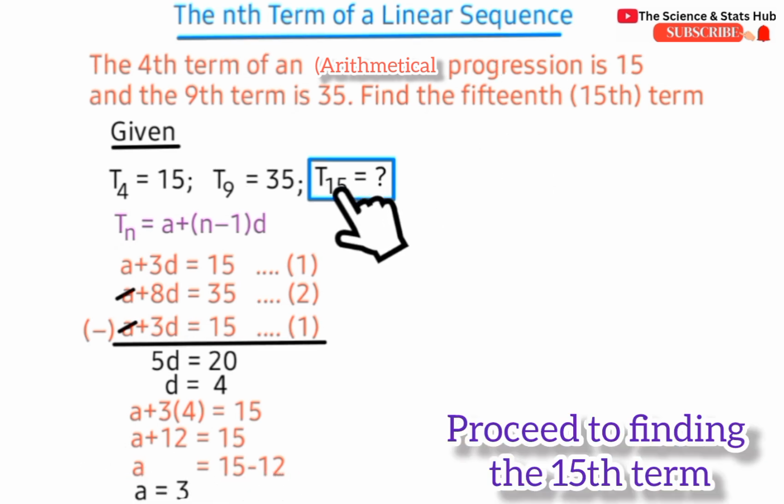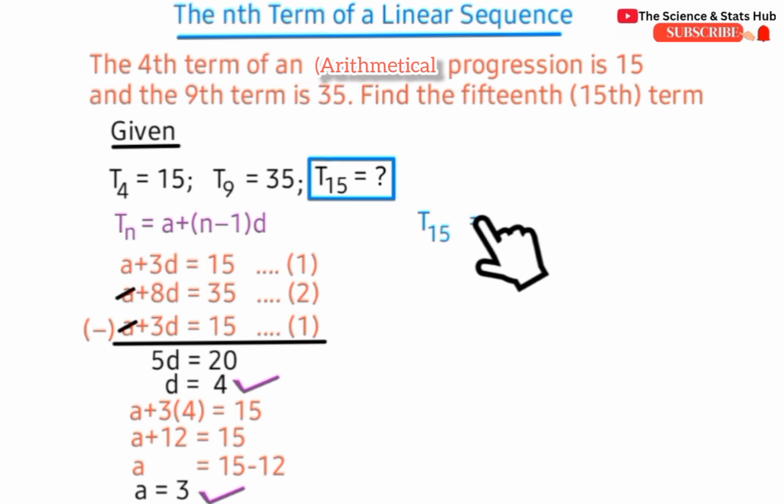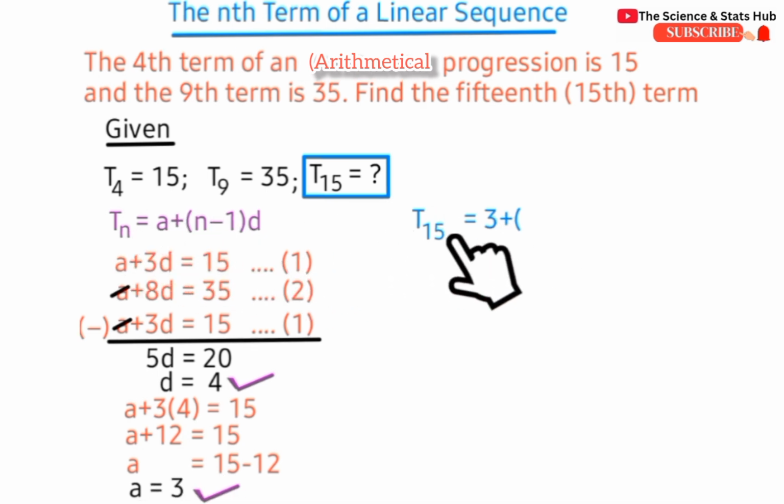Proceed to getting the 15th term. Going by our usual formula, Tn, that is the 15th term, will be equal to a. Our a value we got is 3, plus (n minus 1), our n value being 15, multiplied by d, our d value we got is 4.